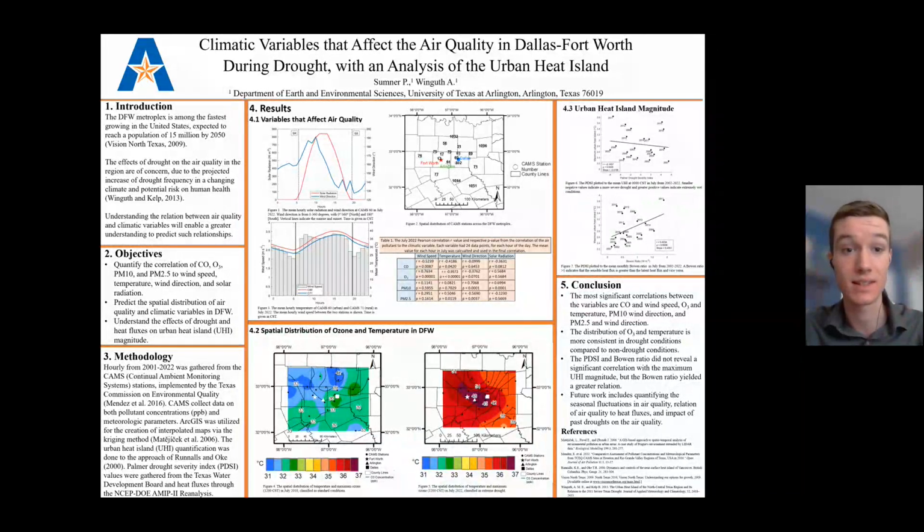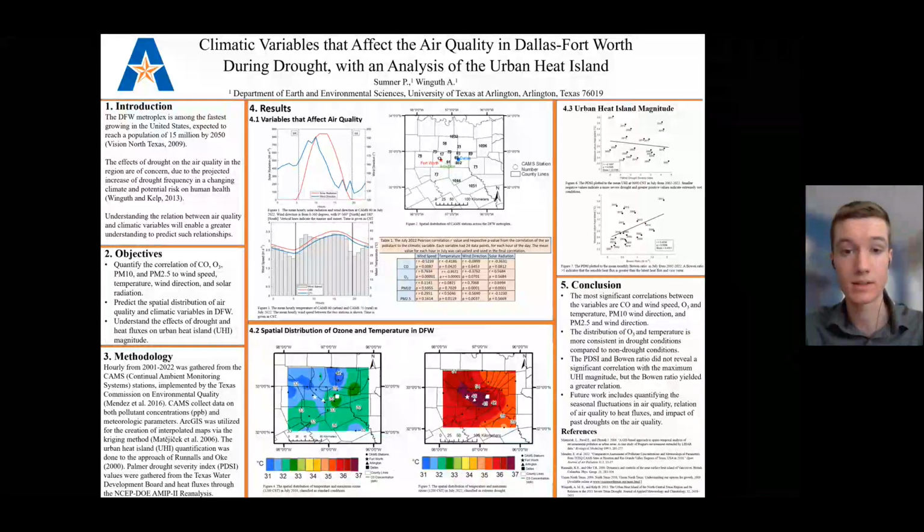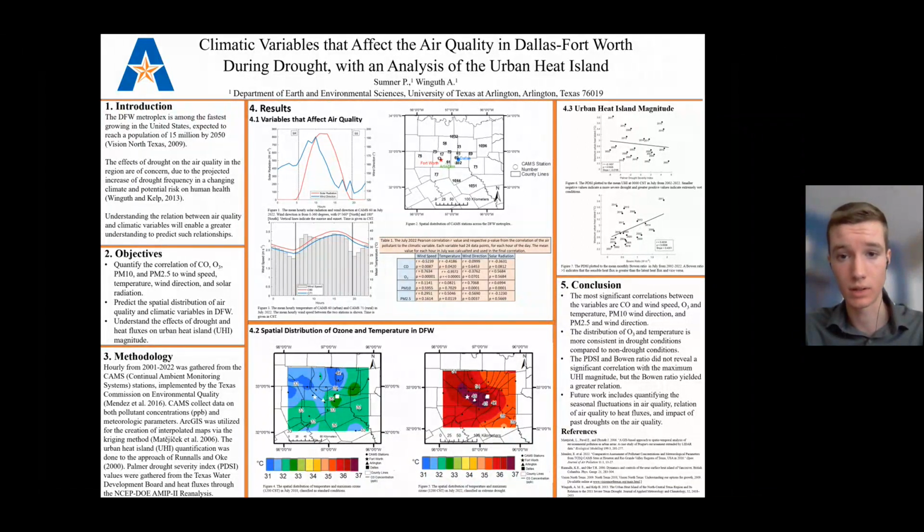Today I'll be discussing climatic variables that affect air quality in the DFW Metroplex during drought, with an analysis of the urban heat island. The DFW region is among the fastest growing in the United States, and it's expected to have a population of 15 million by the year 2050. This is of concern because the region is prone to drought during summer months, and with an increase in population, the concern is an amplification of decreased air quality.